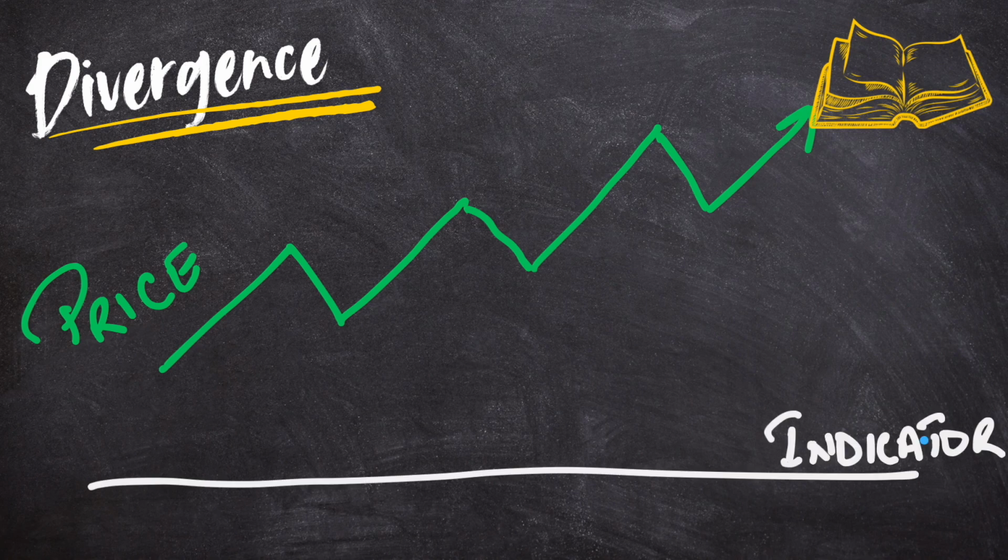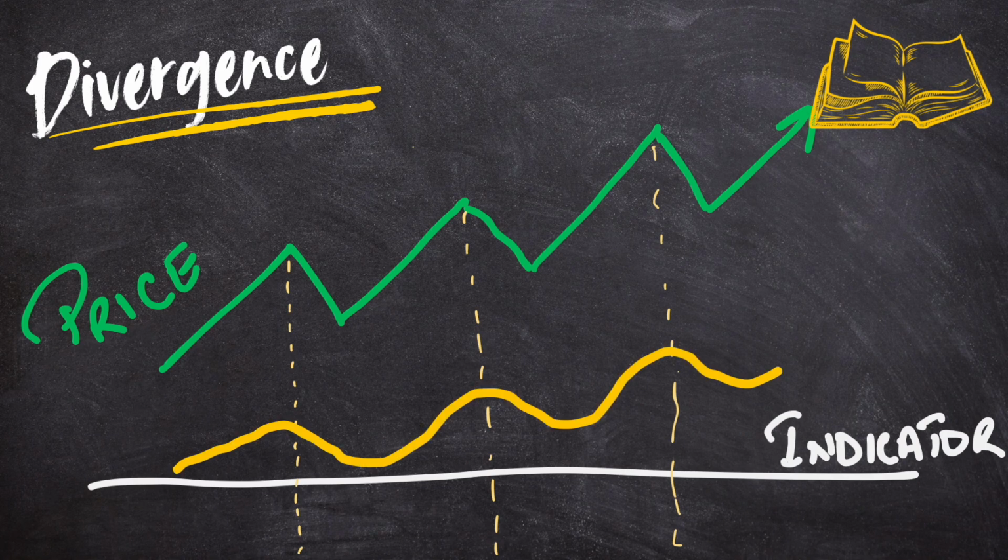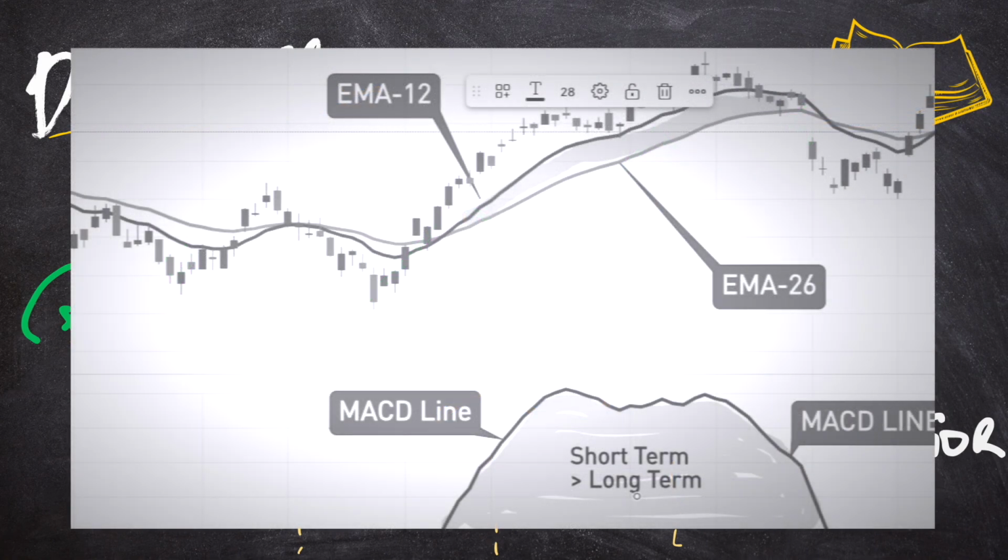Common wisdom would suggest that as the price continues to make higher highs, the indicator, which in our case is the MACD indicator, should follow suit and also make higher highs corresponding to the higher highs of the price. Let's not rush through this point and let's understand why we assume that the indicator should follow the price. In the case of the MACD indicator, the MACD line represents the difference between the short-term price and the long-term price, which by default is the 12-day moving average versus the 26-day moving average.